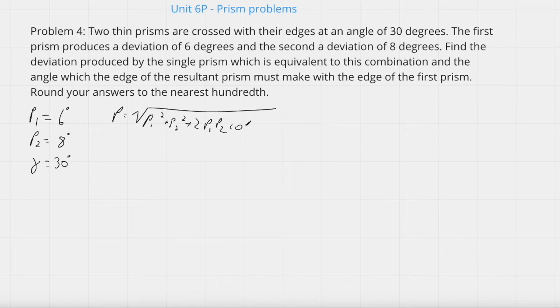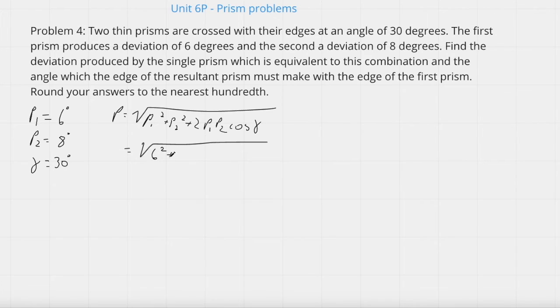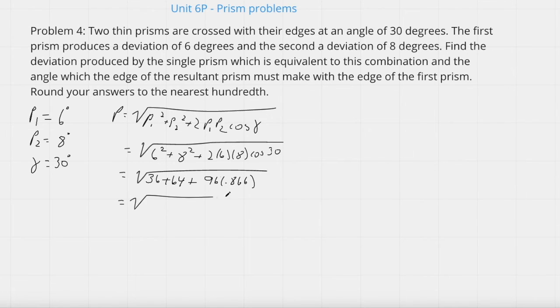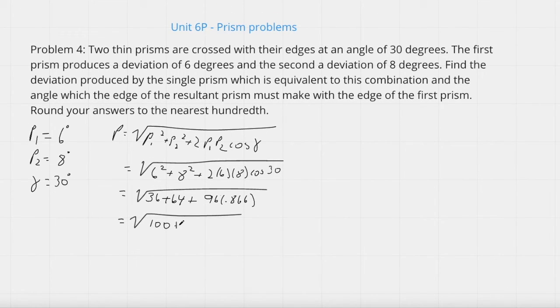We'll plug into the square root of P1 squared plus P2 squared plus 2 P1 P2 cosine gamma. So we get the square root of 36 plus 64 plus 96 times the cosine of 30, which is 0.866. And we have P is the square root of 183.1, which equals actually 13.53 degrees if you wanted to go to the hundredths place.